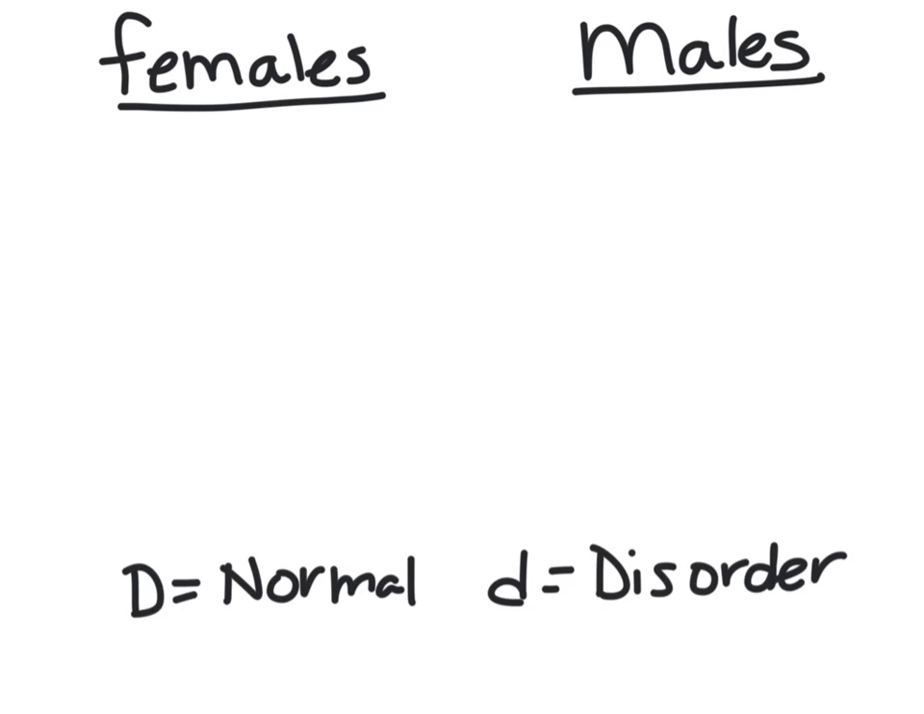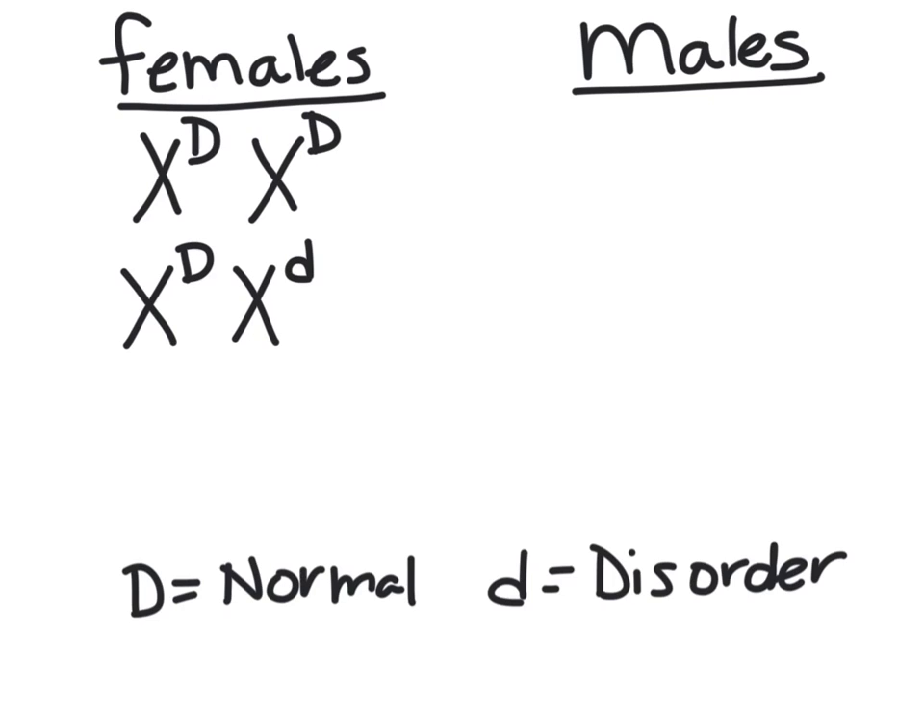So females we know have the combination XX. So she may have one of her chromosomes normal and the other chromosome normal. She may also have one of her chromosomes normal and the other chromosome has the allele for the disorder. And the other type would be X lowercase d, X lowercase d. And this would mean both of her X chromosomes have the disorder allele on them.